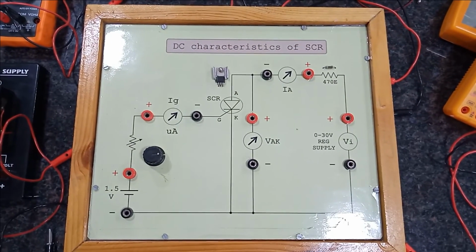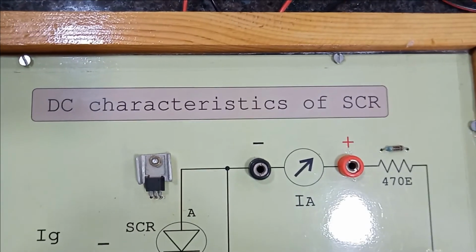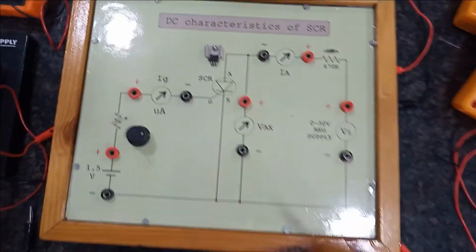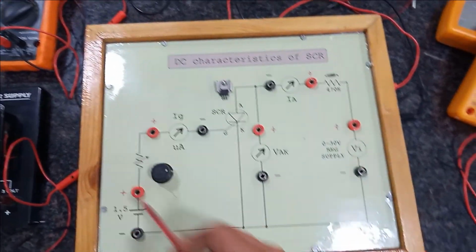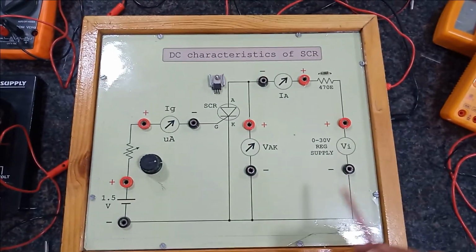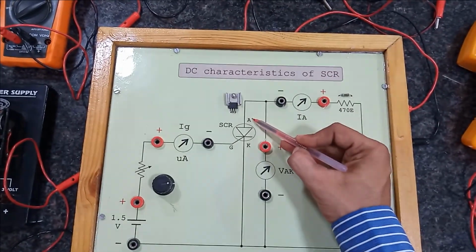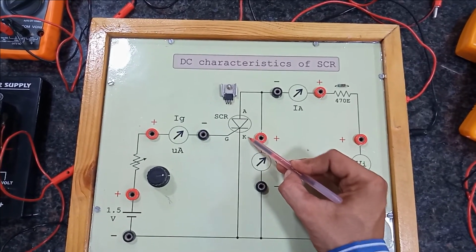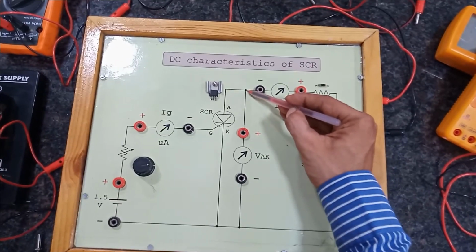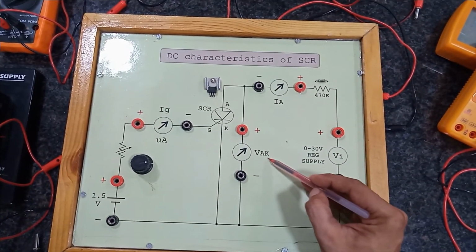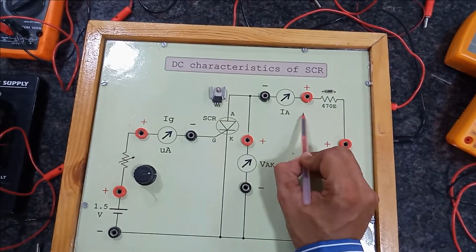Hello students, today we will see DC characteristics of SCR. Over here you can see the SCR has been mounted, right? This is the circuit diagram to study the DC characteristics of an SCR. This is the anode, this is the cathode of an SCR, this is the gate. The voltage across anode and cathode is known as VAK, and the current flowing through anode and cathode will be IA.